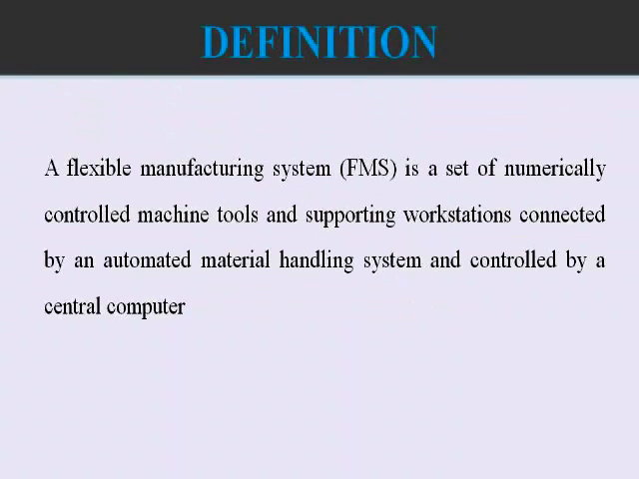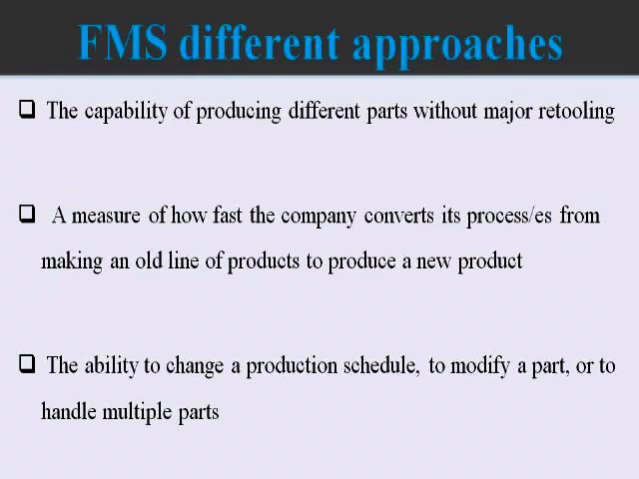A flexible manufacturing system is a set of numerically controlled machine tools and supporting workstations connected by an automated material handling system and controlled by a central computer. The capability of producing different parts without major rerouting, a measure of how fast the company converts its processes from making an old line of product to produce a new product. The ability to change a production schedule to modify a part to handle multiple parts. These are all called different flexibilities.